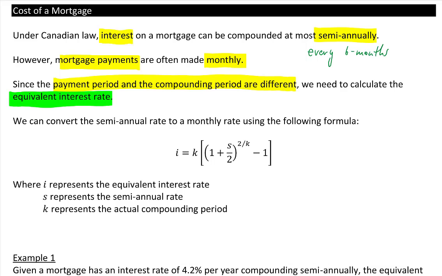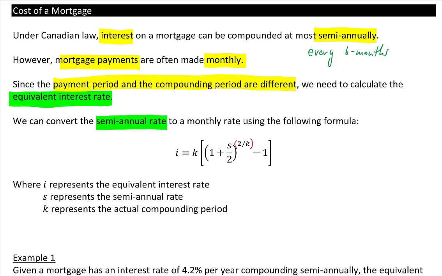So we can convert the semi-annual rate to a monthly rate using the following formula. I equals K, bracket, 1 plus S divided by 2, closing that bracket, raised to the exponent of 2 divided by K, and I recommend you think of this also as a set of brackets for that exponent, minus 1, and then close the outer bracket. Where I represents the equivalent interest rate, so depending on the question, it could be a monthly interest rate or a weekly interest rate we're looking for.